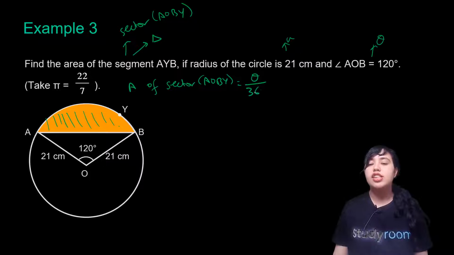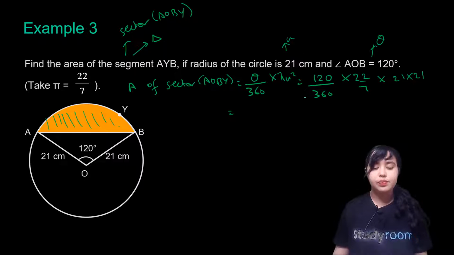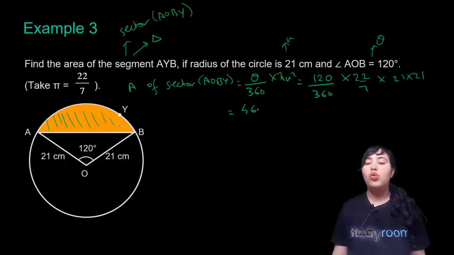Theta upon 360 into pi r square. So theta here is 120. So 120 upon 360 into pi, you have to take as 22/7, into r square, means r into r, that is 21 into 21. So when you solve for this, you will get 462 centimeters square. So it will be centimeters square because the radius is in centimeters.